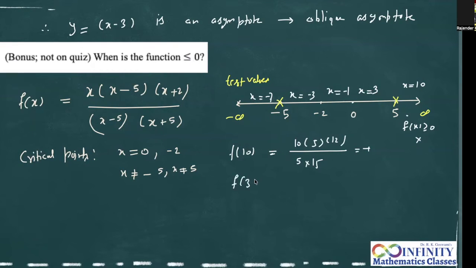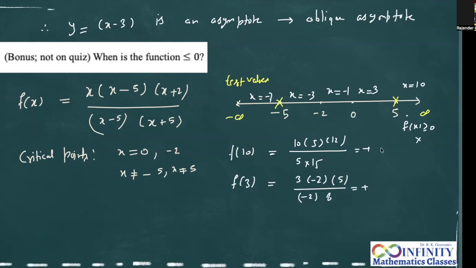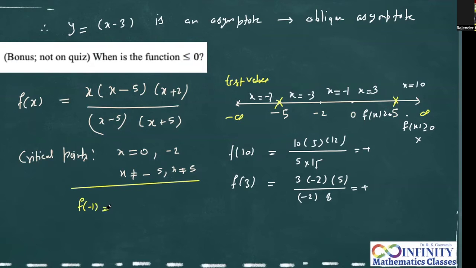Do the same exercise with f of 3. So I'm writing 3 minus 5, 3 plus 2 is 5, and the denominator is 3 minus 5, which is minus 2, and 3 plus 5 is 8. The sign is going to be positive again. So that means the function is positive here also. Do you agree? Okay, can you please help me with this calculation? Tell me what is the sign of f of minus 1?